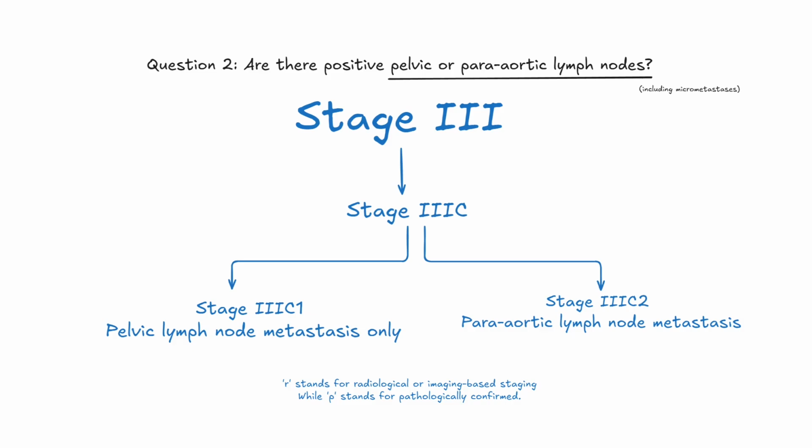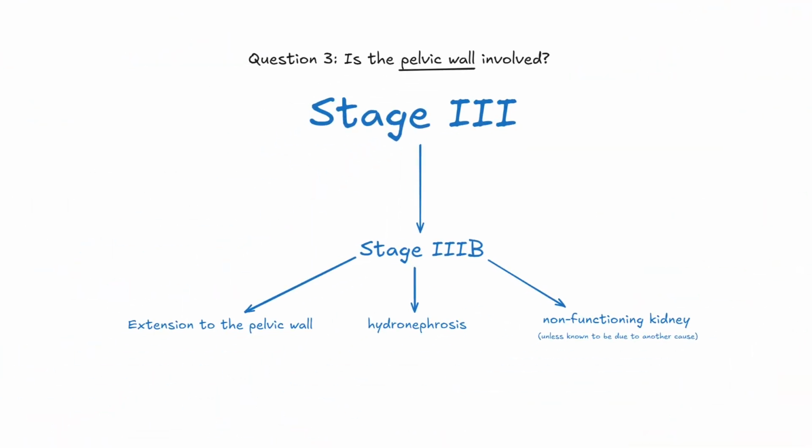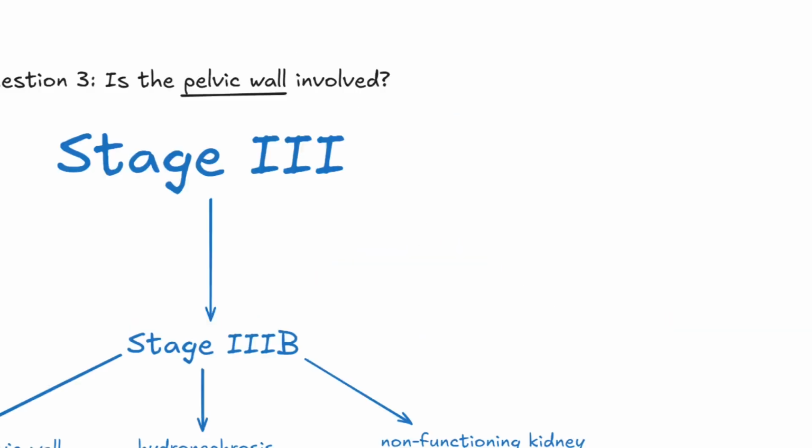Question 3. Is the pelvic sidewall involved? Well, this one's quite straightforward. Extension to pelvic sidewall automatically puts your patient at stage 3B. Another key detail here is hydronephrosis or a non-functioning kidney. Either of them also qualify as stage 3B. In the context of gynecological cancers, these 2 features are quite pathognomonic for cervical cancer, so keep them on your mind. Now, if pelvic sidewall is not involved, let's move on to the last question.